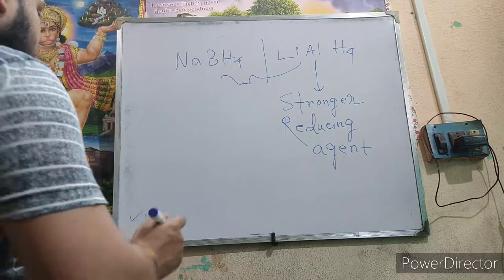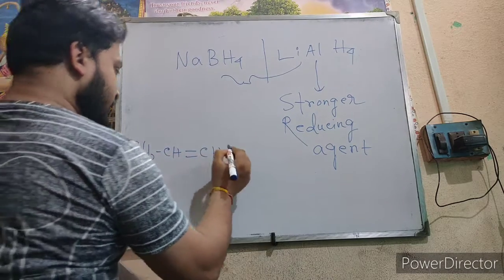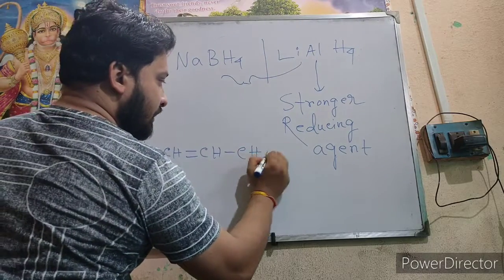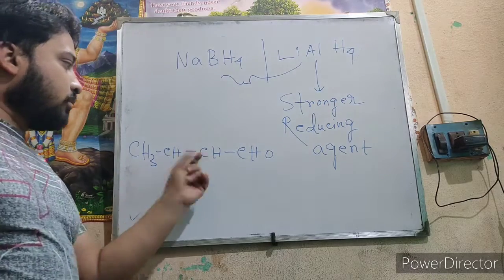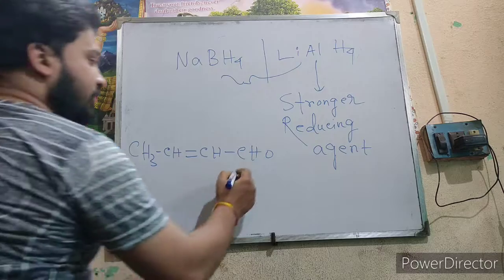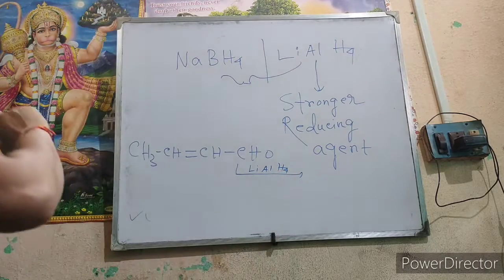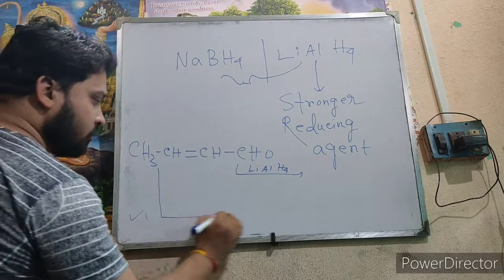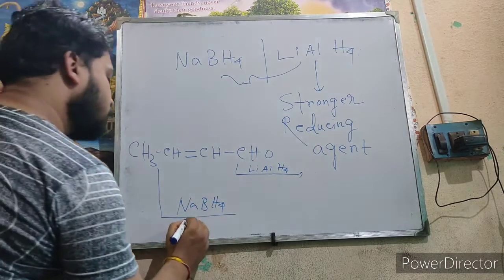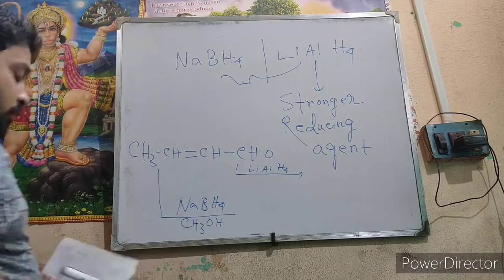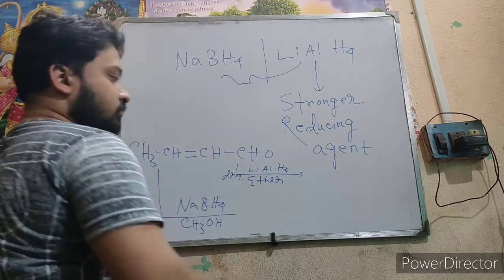Now take a problem. I give you this problem: CH3, CH double bond CH, then CHO. Then if you react with lithium aluminium hydride, or if you react with sodium borohydride with methanol, and it should be in dry ether, what will be the product?